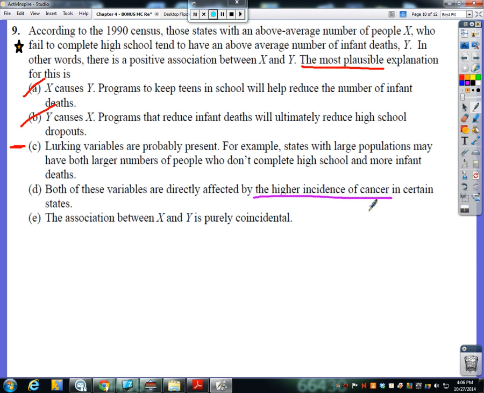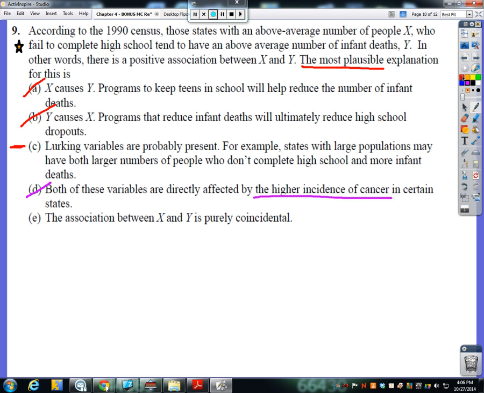That may or may not be true, but I have no idea about higher incidence of cancer in certain states. So this one might possibly be there, but I'm definitely going to say no on this one. E, the association between X and Y is purely coincidental.